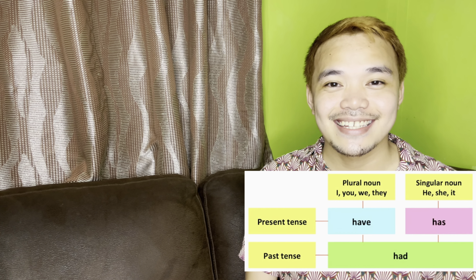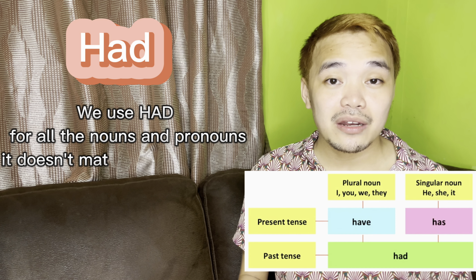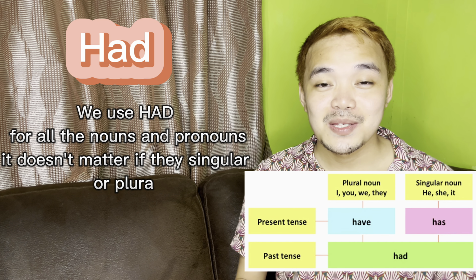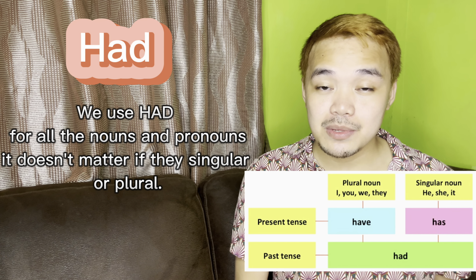So meaning, when we're talking about the present tense, we use have and has. And for the past tense, we use had. Now we use had for all the nouns and pronouns. It doesn't matter if it's singular or plural. So again, the verb had doesn't care if the subject is plural or singular. Like in our example, Maria and John had a pet last year. So we have the subject Maria and John, which is plural. We use had because we're talking about the past tense.